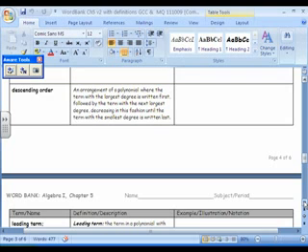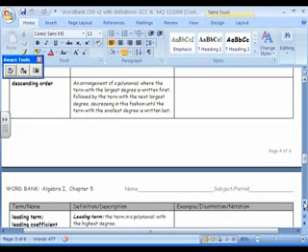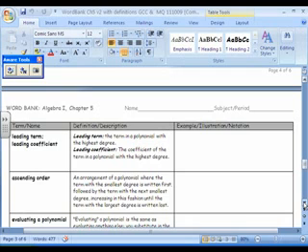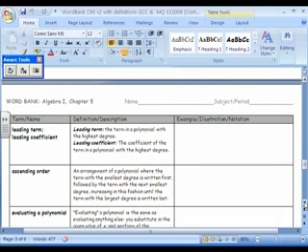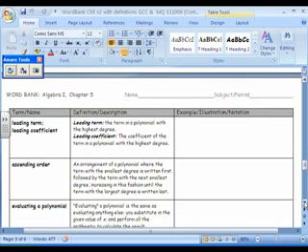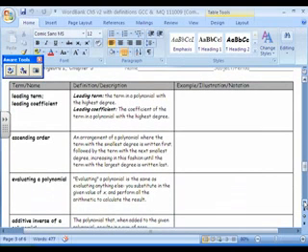You should all have examples for all those things we've done today. Put your examples in. We also have ascending order, the arrangement of the polynomial where the term with the smallest degree is written first, followed by the term of the next smallest, in increasing fashion until you get the largest degree is written. So again, write your example of ascending order.